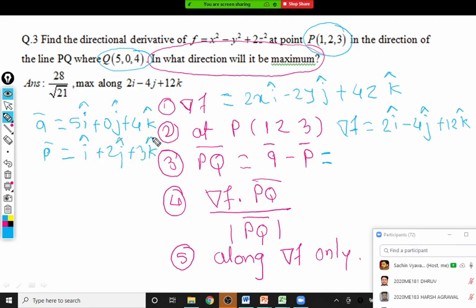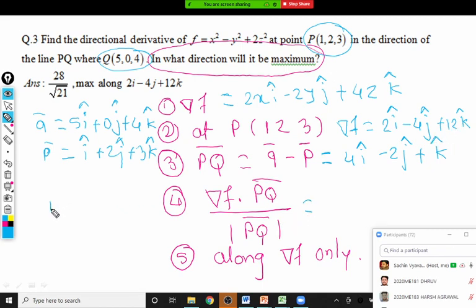And now we have to take Q minus P. 5 minus 1, so tell me what is the result? 4i cap minus 2j cap plus 1k, plus k cap. Very good. Yes. So this is the fourth step.